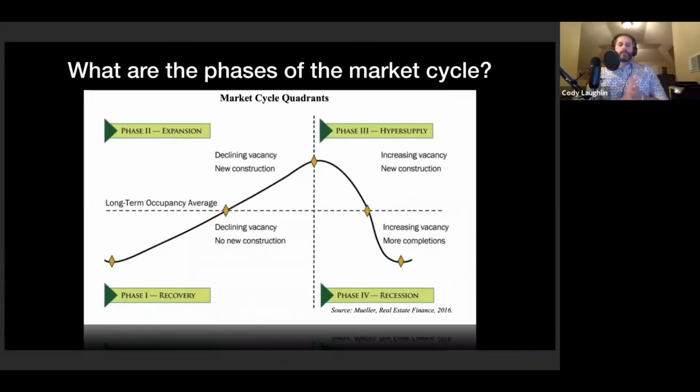For anybody that's been in real estate for a little while, this is probably not new information, but there are essentially 4 phases to the real estate cycle, and this graph depicts that. Phase 1 is your recovery phase, phase 2 is the expansion phase, phase 3 is hypersupply, and phase 4 is the recession phase. We'll go through this in more detail in a few more slides, but this is a representation of the cyclical pattern we typically see in the real estate market.